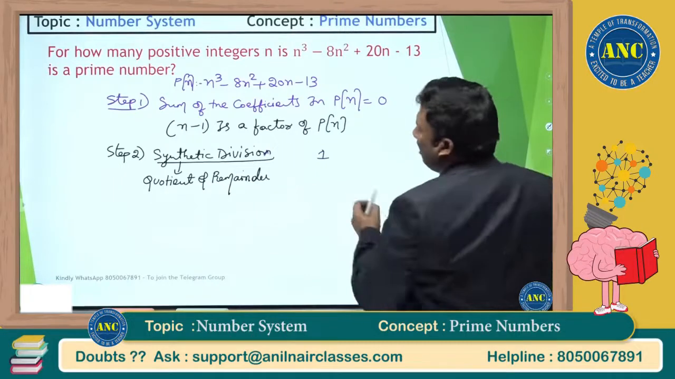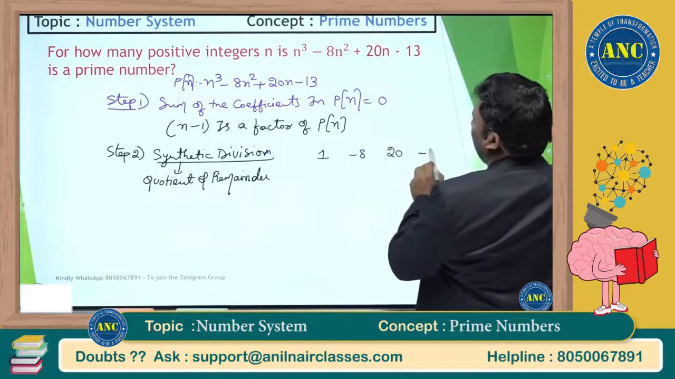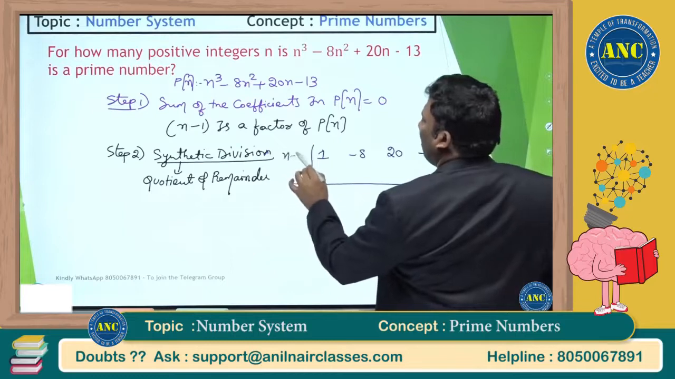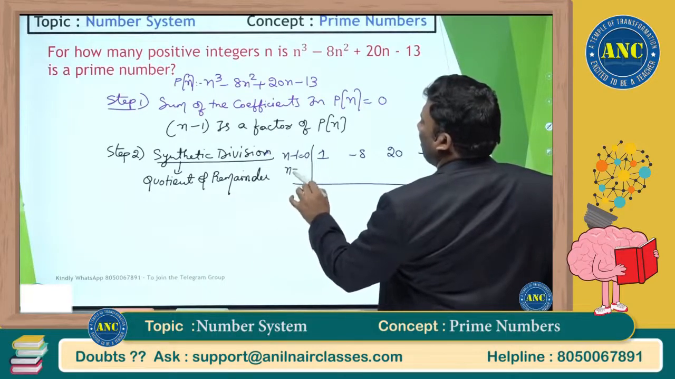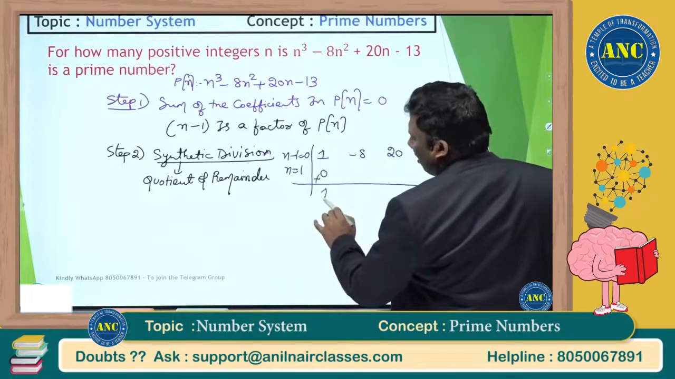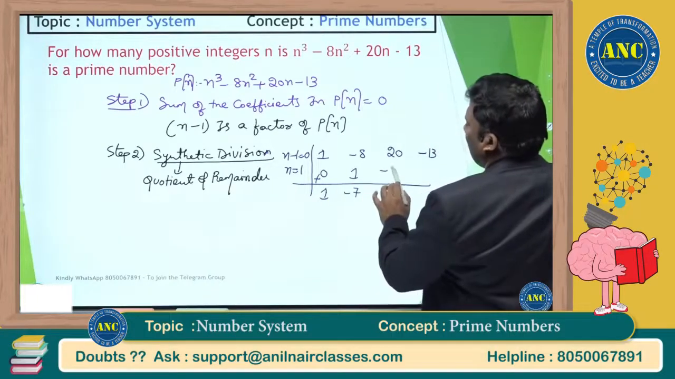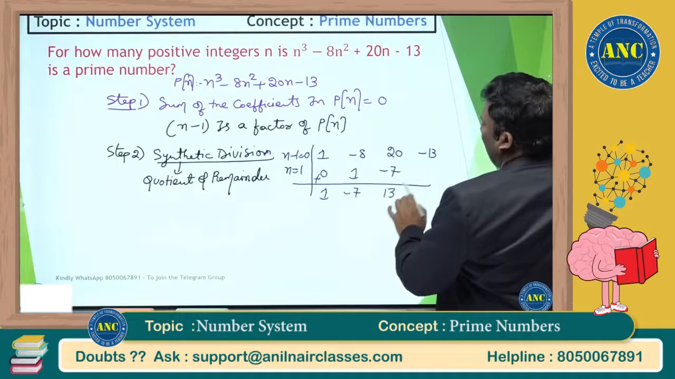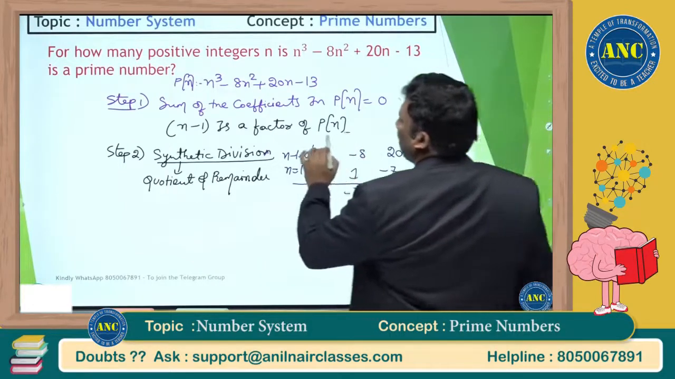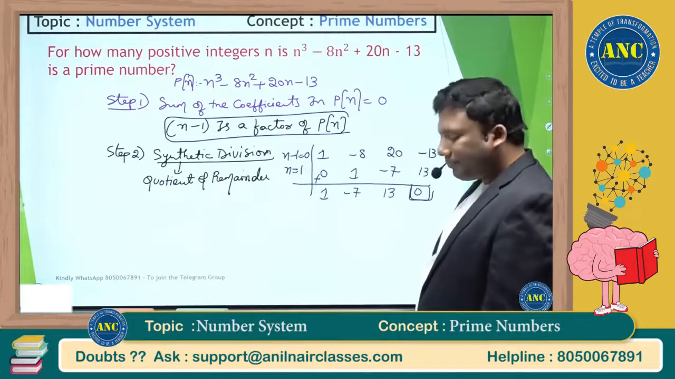n cube coefficient is 1. It is minus 8 n square, 20, minus 13. Start with the factor n minus 1 equivalent to 0, n equivalent to 1. Start with 0. 1 plus 0, 1. Cross multiply, 1 ones are 1. Minus 8 plus 1, minus 7. 20 minus 7, 13. 13 ones are 13. Remainder 0. That means this is a factor, which we proved in step number 1.